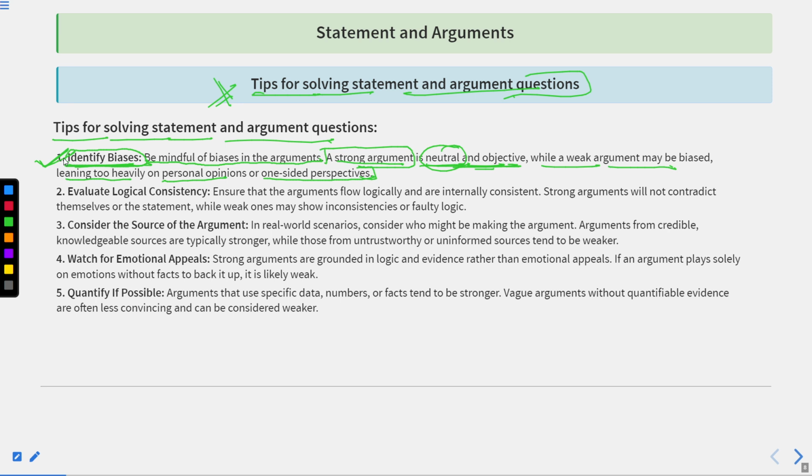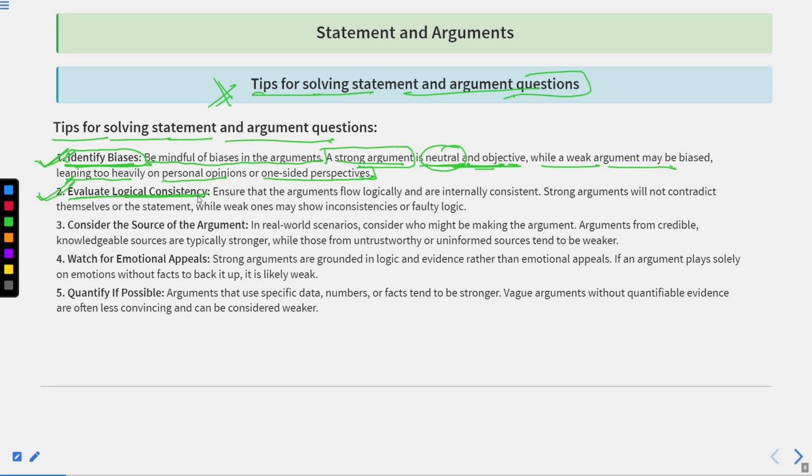Unless the argument is neutral, it is a weak argument, and we have to reject that argument. That has to be taken into consideration. In the same manner, we have to evaluate logical consistency.